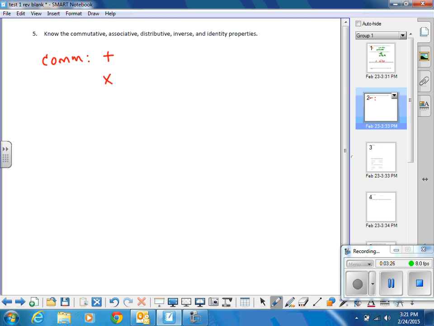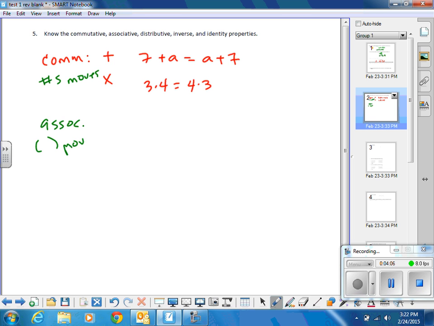Commutative property, or the word commute, means to move. In this case, you actually move the numbers or the variables around. So I could have 7 plus a equals a plus 7. Notice the order of a and 7 switch. And for multiplication, it's the exact same thing, where you could have 3 times 4 is equal to 4 times 3. They actually moved. That's the commutative property. A lot of times people get the commutative and the associative property confused. The difference is, here I'm going to write numbers move, using that little symbol for numbers. With the associative property, parentheses move. That's the biggest difference.